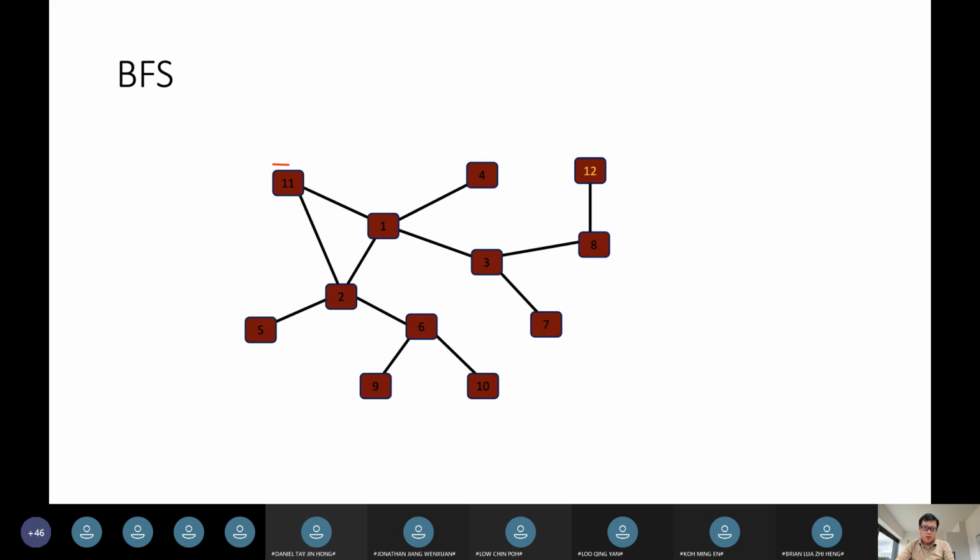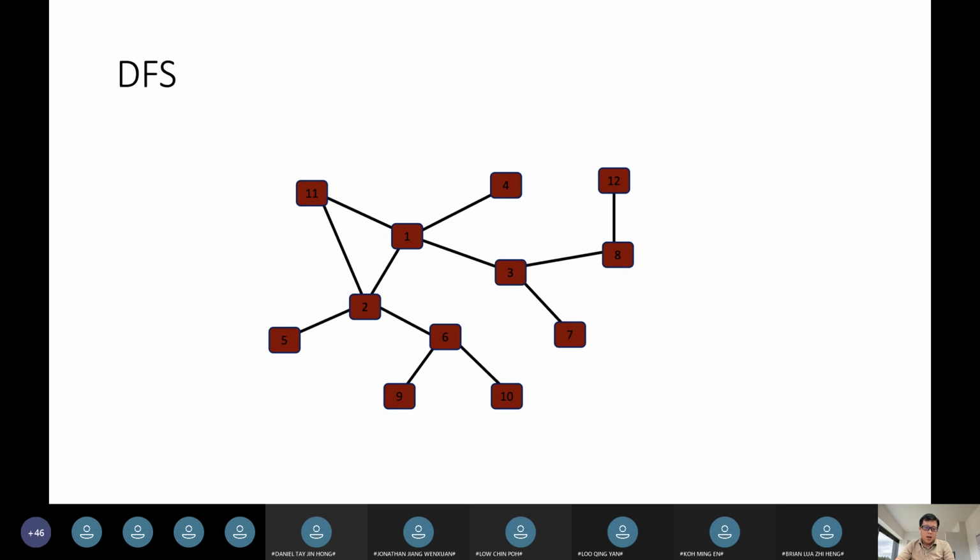So for the breadth search, to keep track of this, we maintain a queue, okay? So to repeat, we have the data structure, the queue, to know which one we will visit next, okay? For the breadth search.